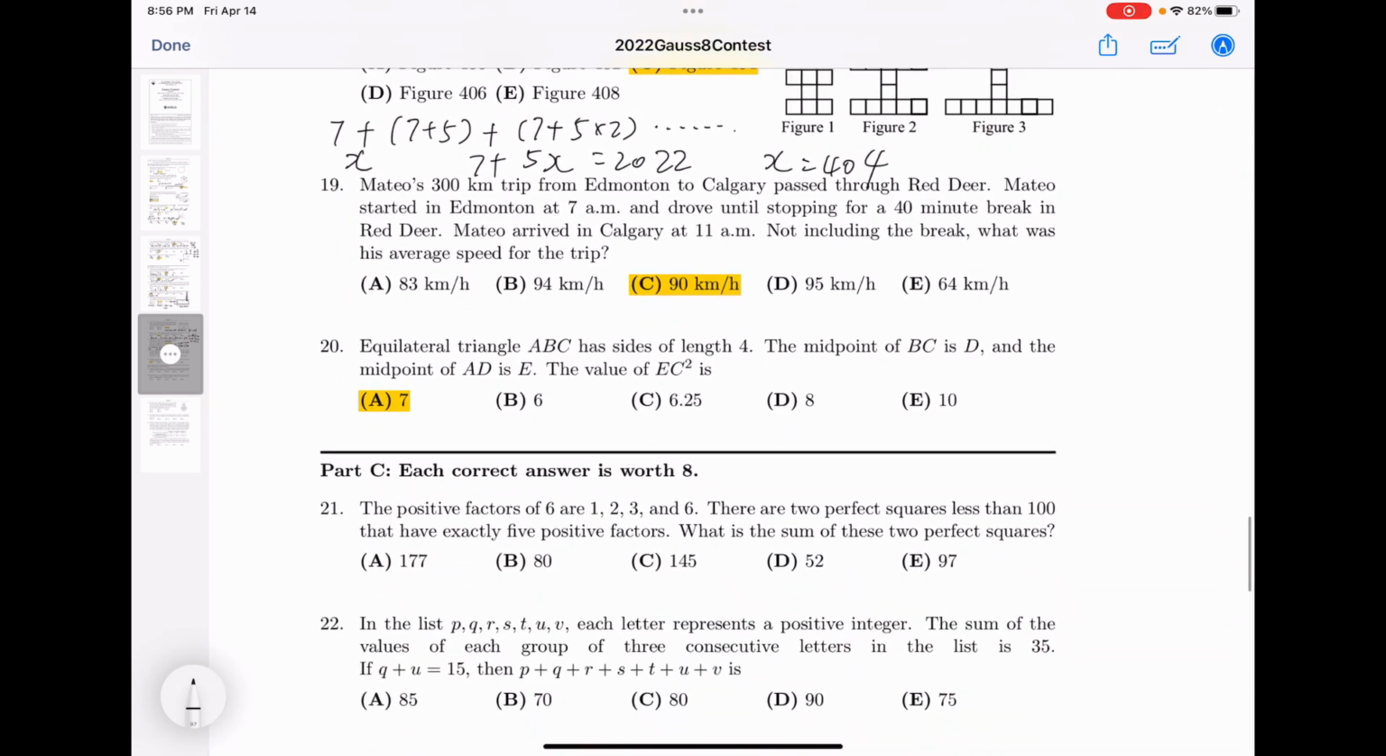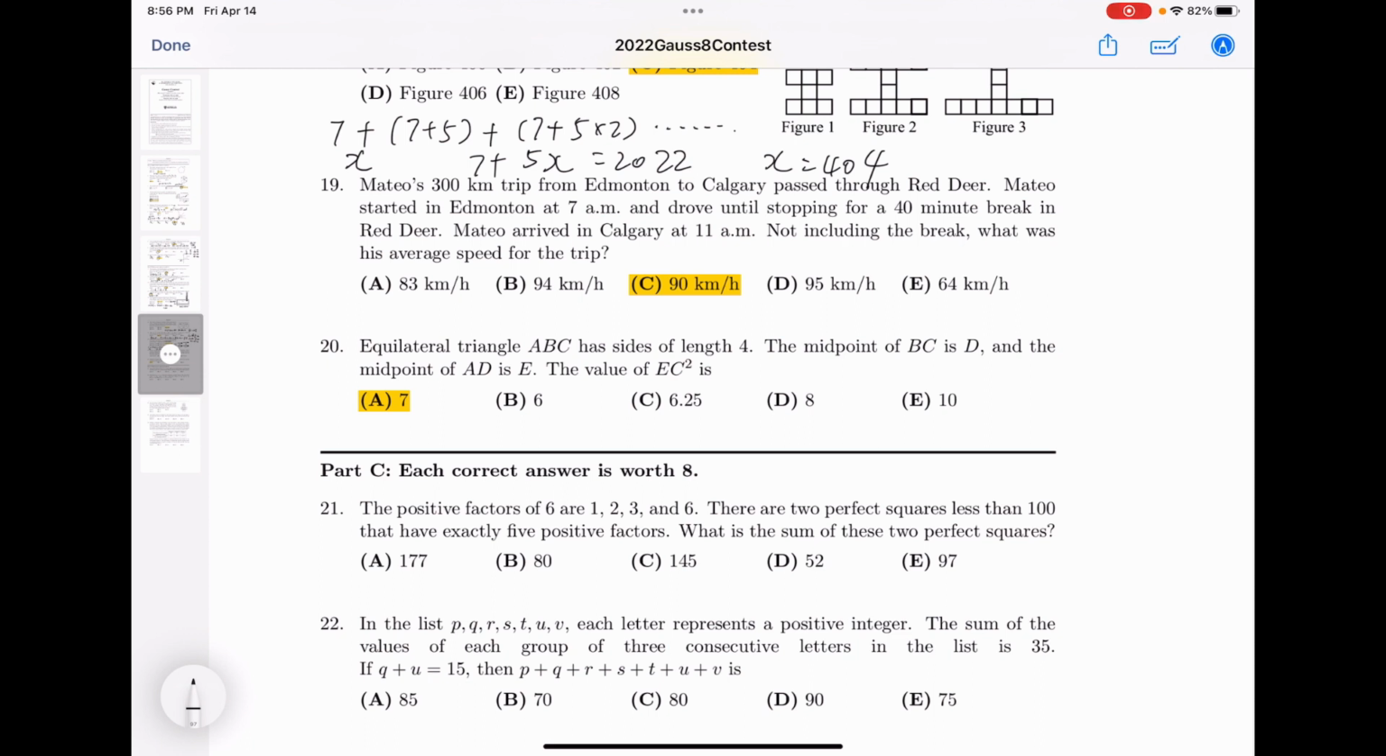Number 19, Matthew's 300 km trip from Edmonton to Calgary passes through Red Deer. Matthew started in Edmonton at 7 a.m. and drove until stopping for a 40 minute break in Red Deer. Matthew arrived in Calgary at 11 a.m., not including the break. What was his average speed for the trip?